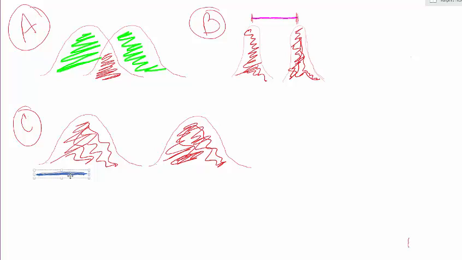Well, that was kind of the problem comparing A to B, so let's look at this other measure, this B. So if we look at the distance between the two normal curves in B, you can see that that distance is a lot shorter than the distance from the two normal curves in C.